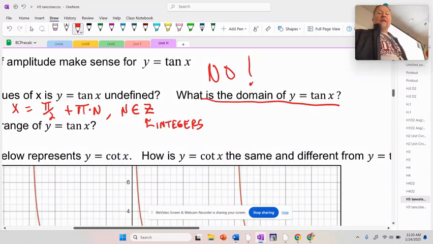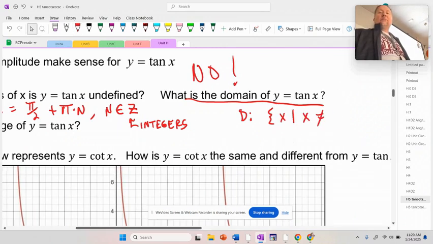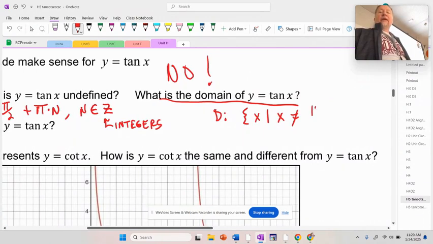So what is the domain of tangent of x? Really, the only way I can think of saying this, you can't really say this in interval notation because it would just be like there's a whole bunch of interruptions. So now we're going to go back to set builder notation and use the not equal to sign. And what a not equal to sign means is the domain is everything else but this.